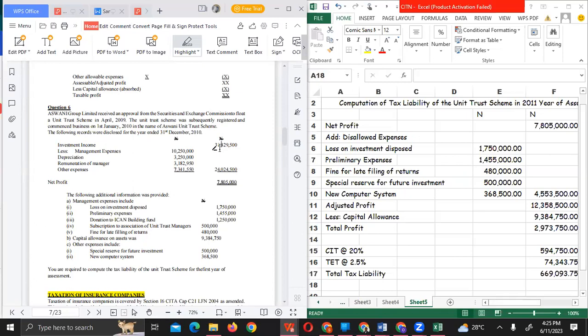I didn't get you. What's your question? What I'm saying is that I know CIT is a function of total profit. If there is educational tax, the 3% percentage, is it on the total profit or adjusted profit? Yeah, it's on adjusted profit. Adjusted profit will also be assessable profit. Okay, thank you. You're welcome.